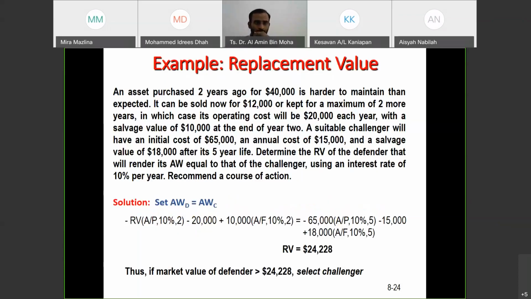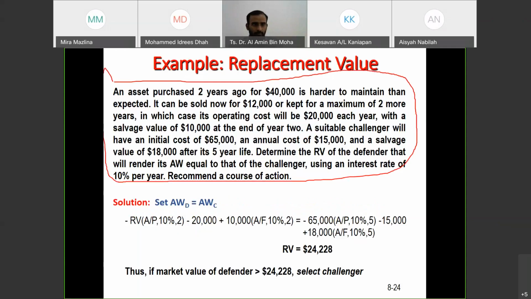So, the same example again. It's very good that we have the same example, the same case, I mean, but they give some additional information. A suitable challenger will have an initial cost of 65,000, annual cost of 15,000, and salvage of 18,000 after N is 5. So determine the RV, the replacement value of the defender, that renders AW equal to the challenger, using an interest rate of 10%. So what you need to do is set AW defender and AW challenger.